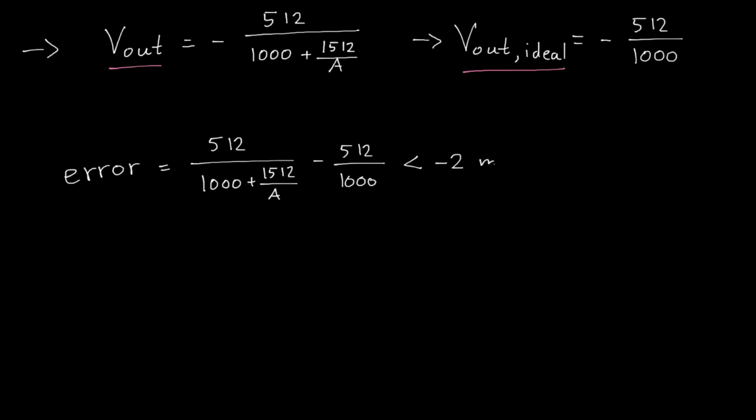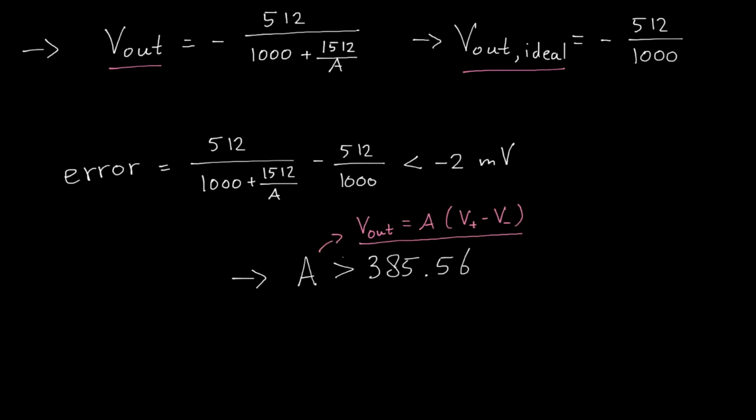2 millivolts. If we now solve this inequality for A, we will get that A must exceed 385.56. Because A is a voltage gain, as shown by this expression, to convert the value from linear scale to decibel scale, we should take the 20 log 10 of this, which is equal to 51.7 decibels, which is approximately 52 decibels.